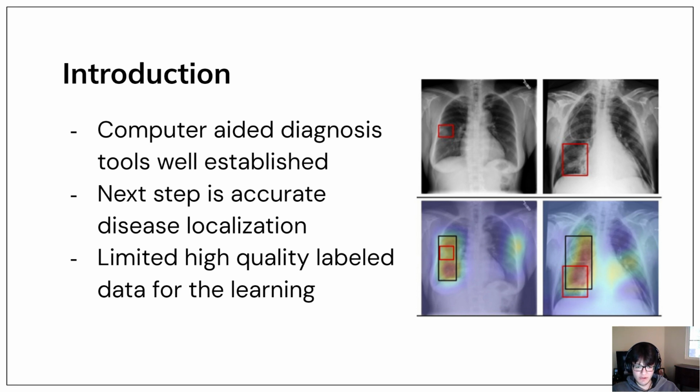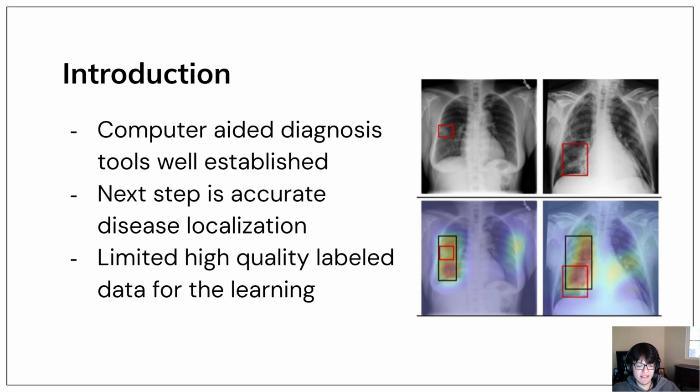So, introduction, why are we here? Computer-aided diagnosis tools are already well established. We have the ability to take an input chest X-ray and output what diseases might be present. So we've sort of achieved classification. But the next step for these tools is accurate disease localization. So we want these tools to be more useful to radiologists and be able to provide a second impression on difficult chest X-rays, when we can't exactly determine where diseases are located.